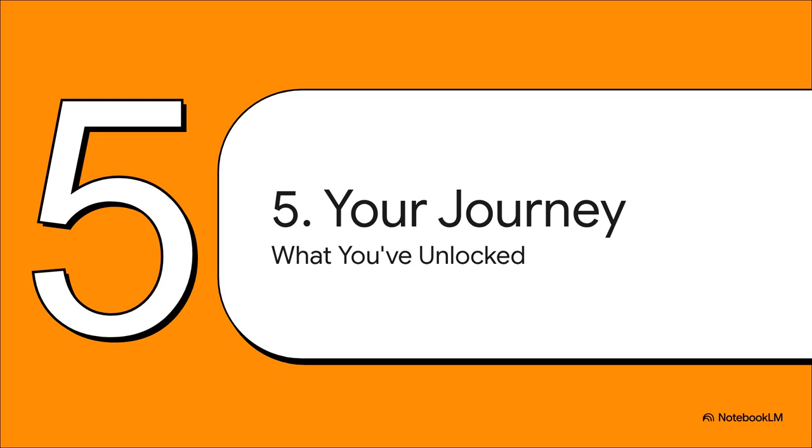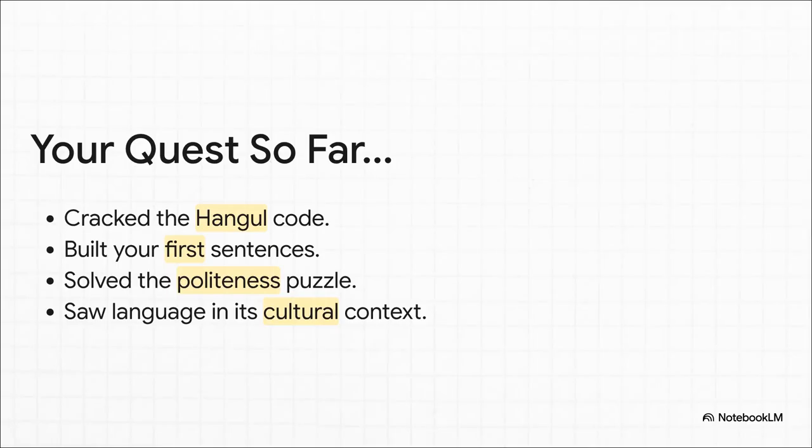And just like that, we have covered a ton of ground. Let's do a quick recap of everything you've just managed to unlock. Think about it. You started by cracking the alphabet code. From there, you used those building blocks to make actual sentences. You navigated the super important politeness puzzle, and you saw how it all connects to real culture, from bus routes to food. You've built a fantastic foundation.